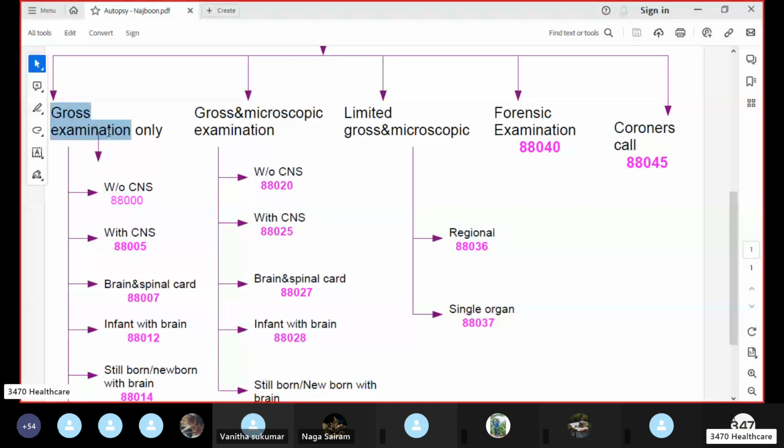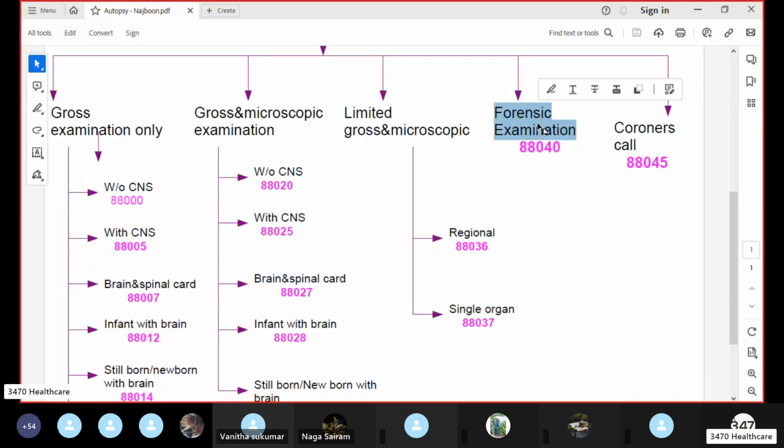So we have gross examination, gross and microscope, limited, forensic, and last, forensic. Forensic means based on the evidence, fingerprints or whatever other evidence is present. Based on that, they are concluding the postmortem report. It is for forensic.